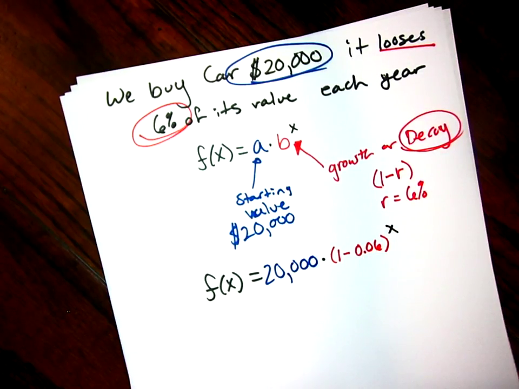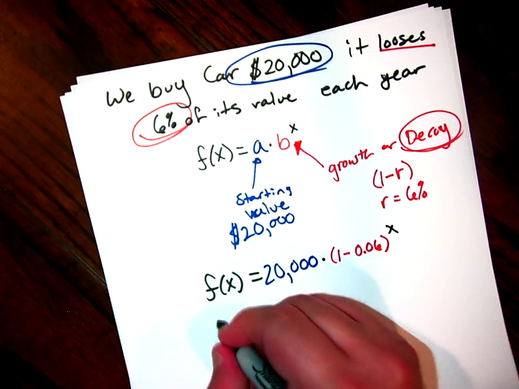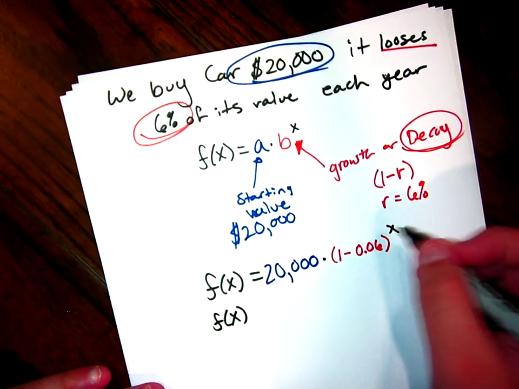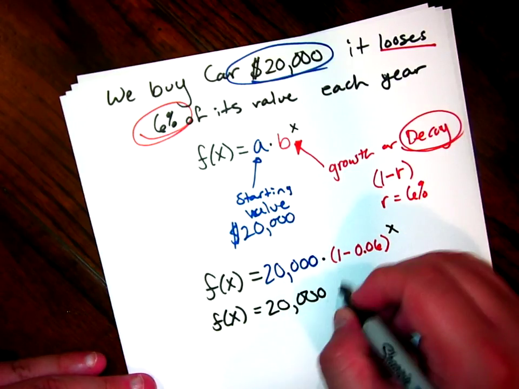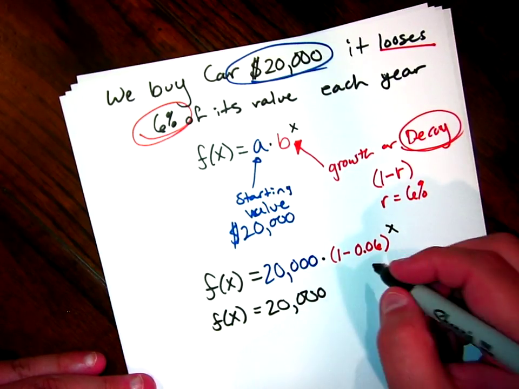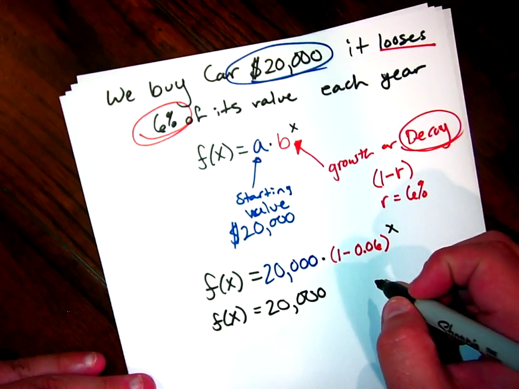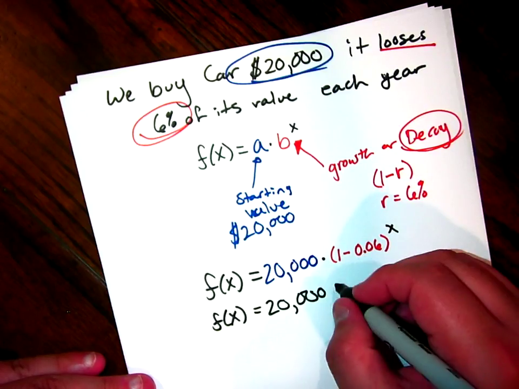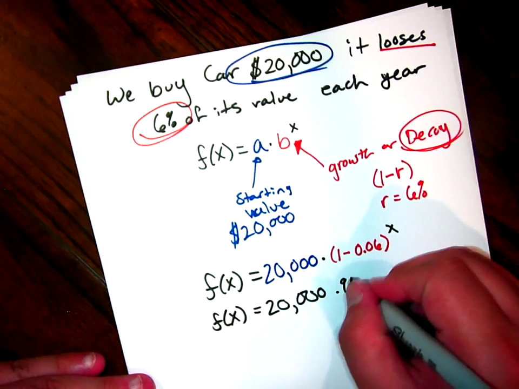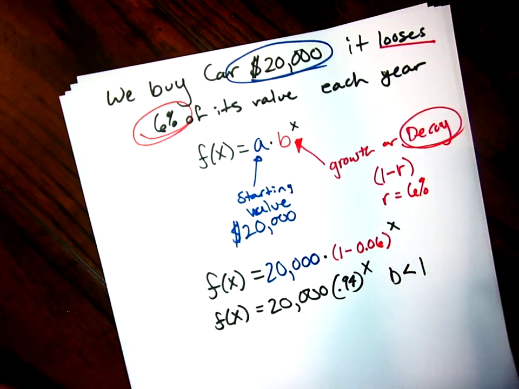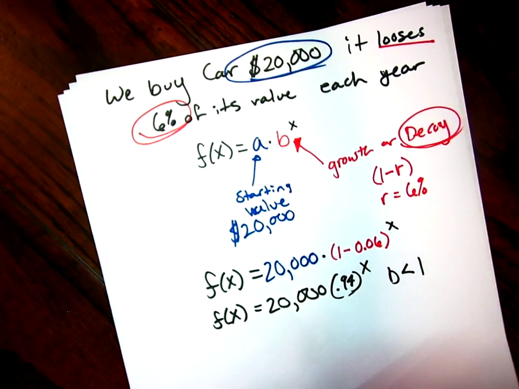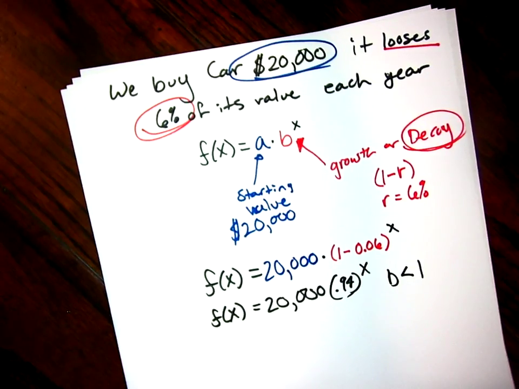So now that we have our function, we can graph it and map how it works out. When x is years, I could tell you that in this many years, that car will be worth a certain value. And this is going to be 94%, so 0.94. Then you can confirm it's decay because b is less than 1. This value here, 0.94, is less than 1. And there you have it. So that's the first two key attributes.